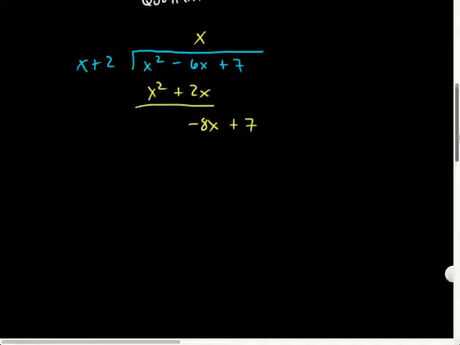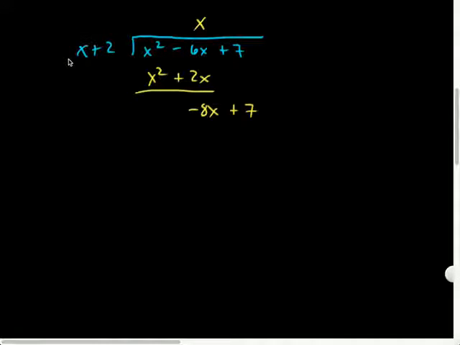Next I would divide once again. I'd divide negative 8x by x, and that would give me minus 8. Then do the multiply step: negative 8 times x, and negative 8 times 2 is negative 16. And subtract: 7 minus a negative 16 is plus 16. What do I get? 23.